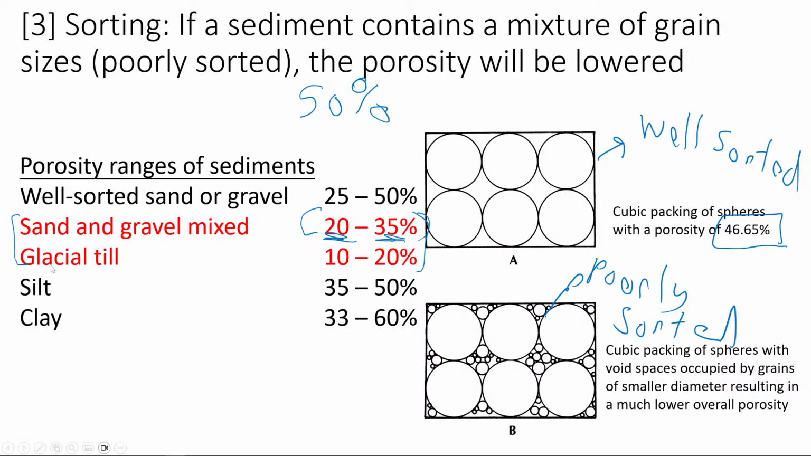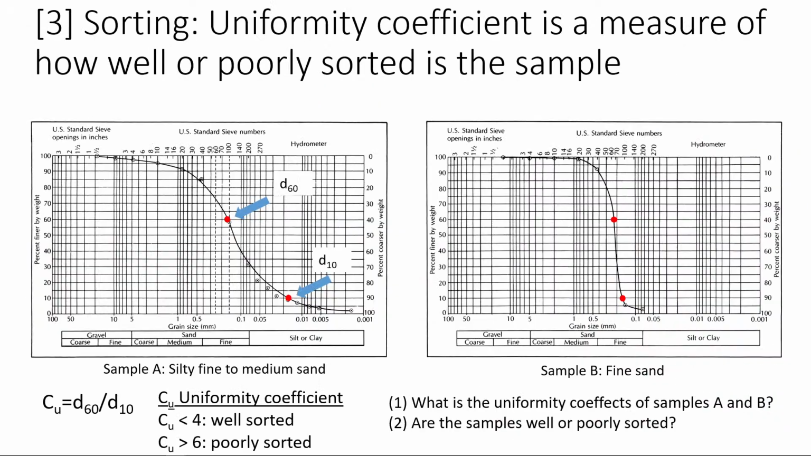So let's now look at other cases. We've seen three things. We've seen the diameter size. We saw that diameter size is not a factor. Packing is a factor, and sorting is another factor. So how would we know if this sediment is well sorted or poorly sorted?